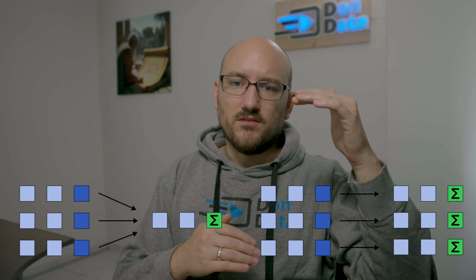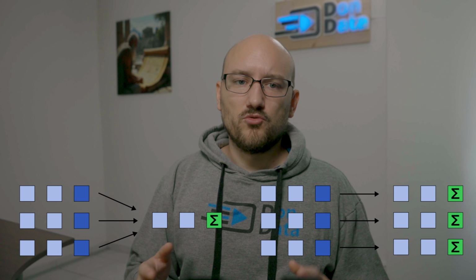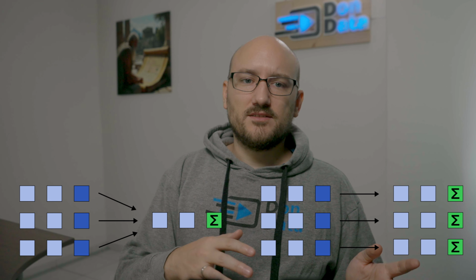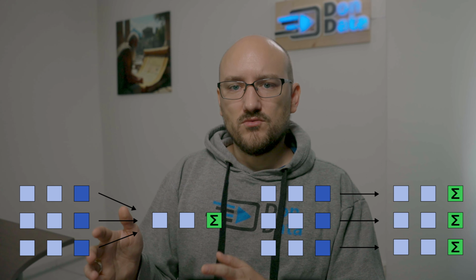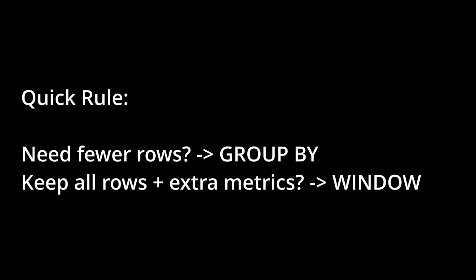Alright, think of group by as a roll-up. It collapses many rows into fewer rows, 1 per group. Window functions don't collapse. They calculate a value per row while letting you see the row. So, group by answers, what's the summary per group? Window functions answer what's each row's value relative to its group. Quick rule. If you need fewer rows as your final result, use group by. If you need every row but add insights like rank, running total or group average, use a window function.